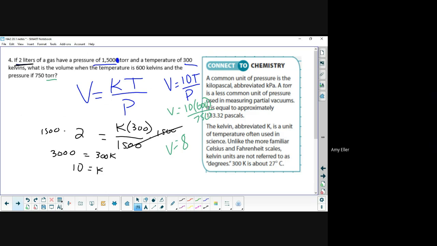What would be your label on volume? Yes, liters.